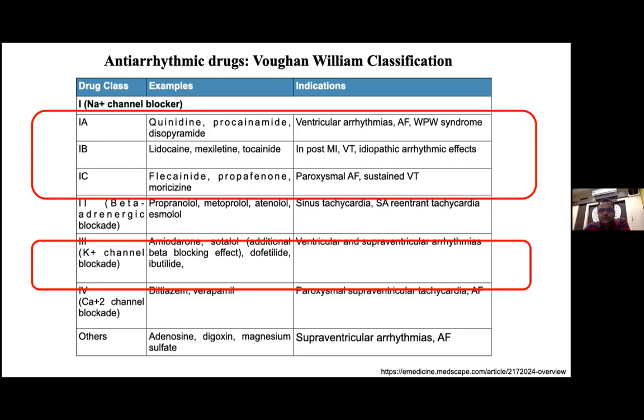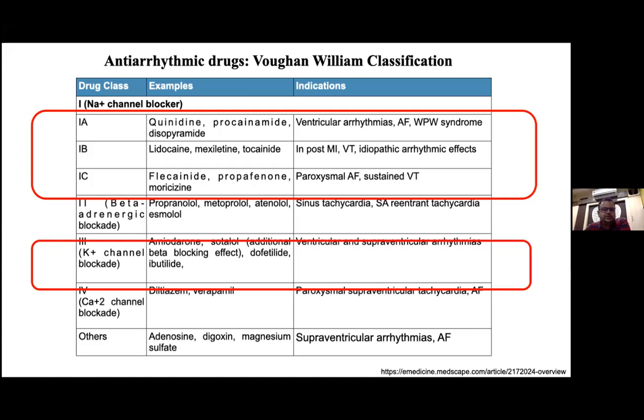So in the Vaughan Williams classification, we have the different drugs like class 1, which are the sodium channel blockers, then the class 2, which are the beta blockers, class 3 is potassium channel blockers, then fourth are the calcium channel blockers, then there are certain other agents. So the class 1 agents are classified into class 1A, B, and C. The class 1A are quinidine, procainamide, disopyramide. Then the class 1B, the lidocaine and the mexiletine. Then the class 1C is flecainide, propafenone, and moricizine.